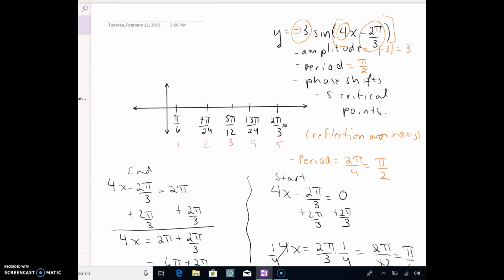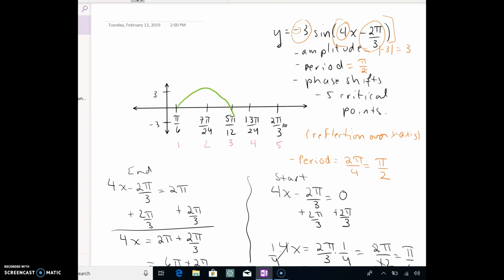Okay, so here are our 5 critical values. Let's go back now to the amplitude, which is 3. So that means we're going to max out and we're going to min out at 3 and negative 3. But we're dealing with sine, and remember that sine starts at 0. And also remember that we're going to reflect this over the x-axis. So normally we do something like this, right? Normally we do something like this.